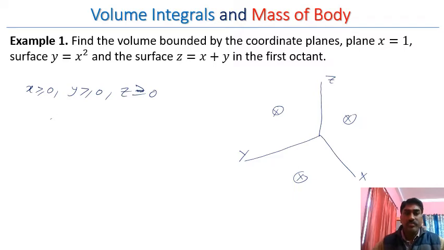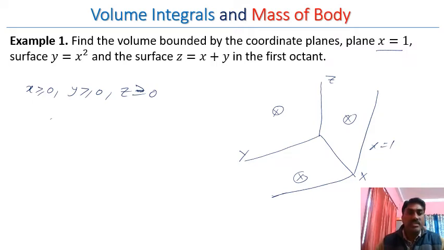Now explore the other possibilities. y = x² is a surface, and there is another plane x = 1. The plane x = 1 means the value of x is constant and y and z are varying. So that plane is a plane parallel to the yz plane. The shape is bounded by these.